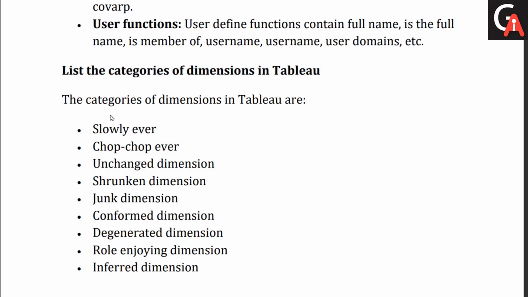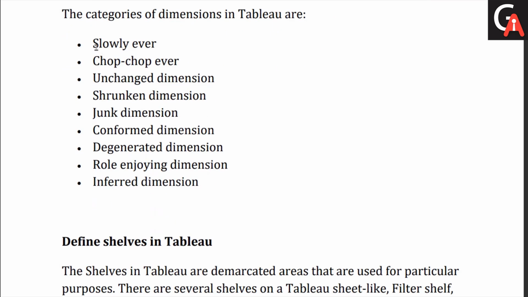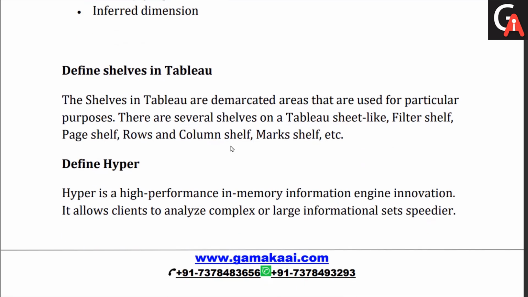So there are many dimension categories such as slowly changing dimension, rapidly changing dimension, unchanged dimension, shrunken dimension, junk dimensions, conformed dimensions, degenerate dimensions, role-playing dimensions, and inferred dimensions. There are different types of dimensions we have with respect to Tableau. Clear? Next question, define shelves in Tableau.